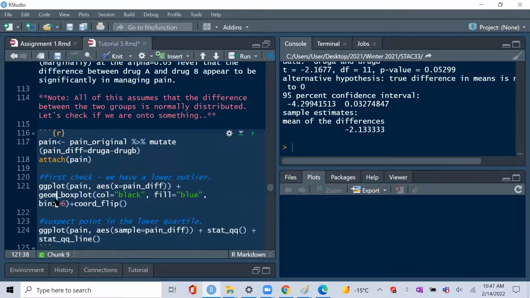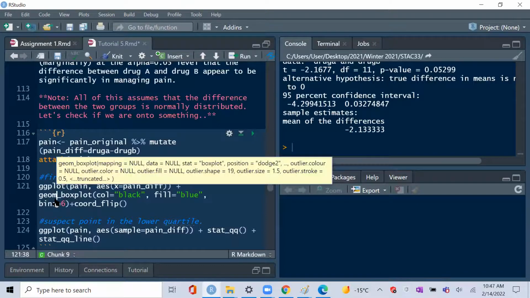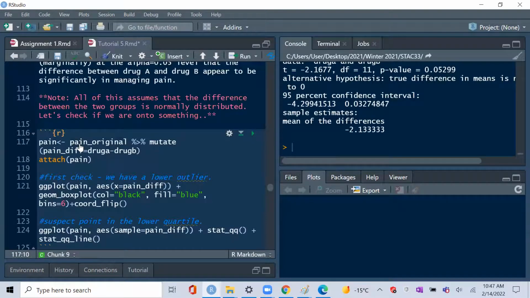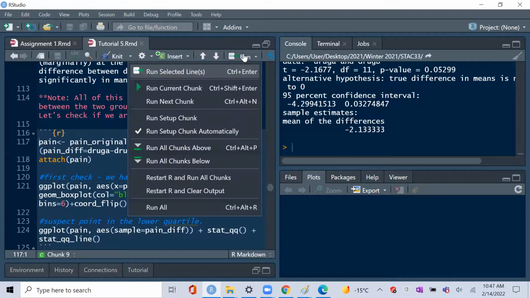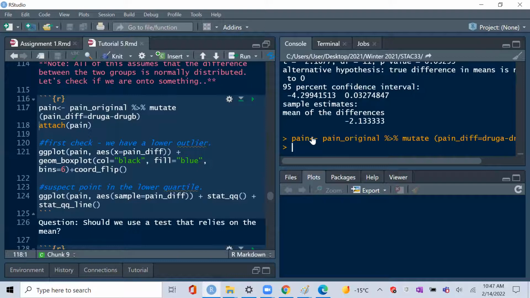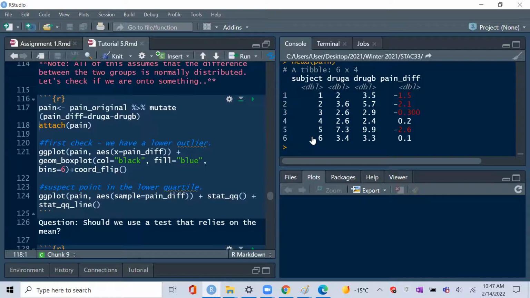All right, so first of all, what I want to do is check the distribution using a box plot of the difference variable. So I'm going to take a difference of drug A minus drug B, and I'm going to add this vector into my data frame. I'm going to call it pain diff, and I'm going to call the new data frame pain. So if I look at pain, I can see that it has this extra pain diff.